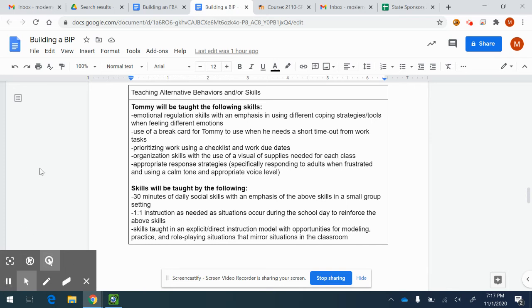The next one is organization skills with the use of a visual of supplies needed for each class. So that is something that we put in place and it worked well for him.